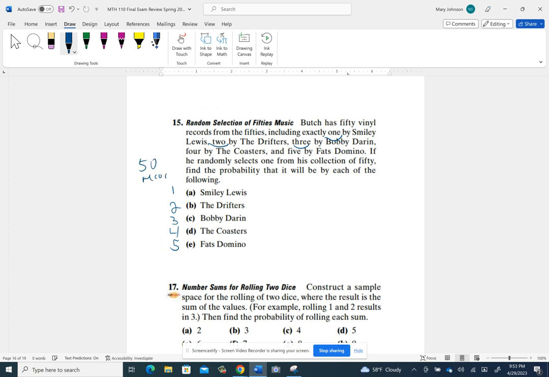Okay, and we want the probability that it will be each of these. So it's 1 out of 50. Drifters, 2 out of 50, and then simplify. Or Fats Domino would be 5 out of 50, and then simplify. So you got the idea on that.